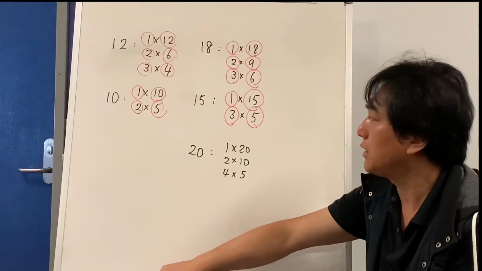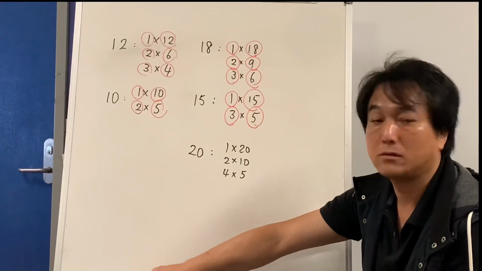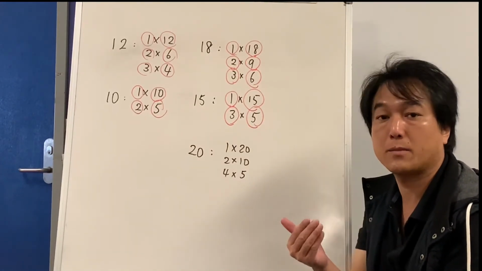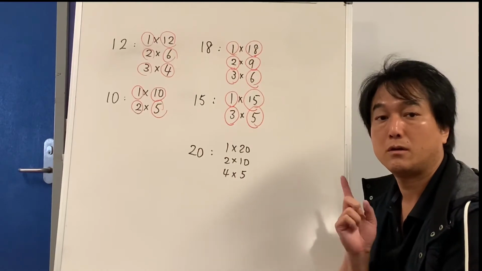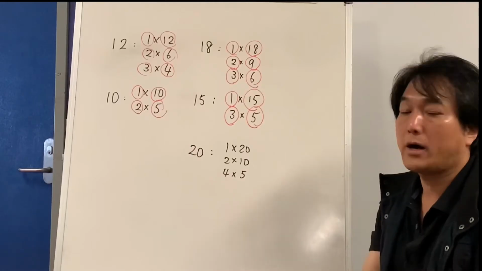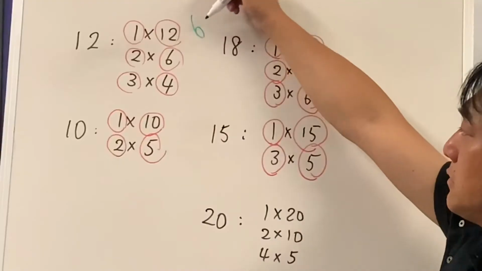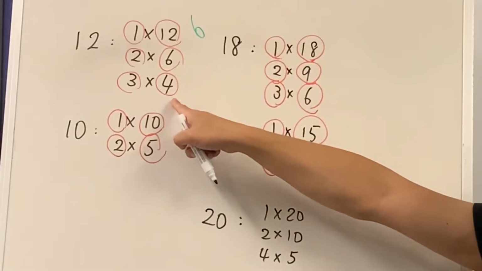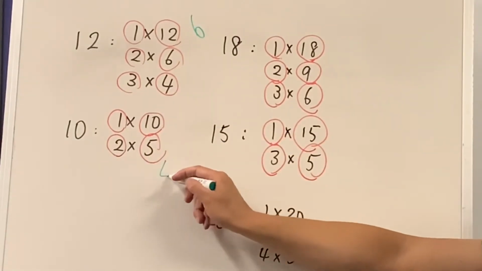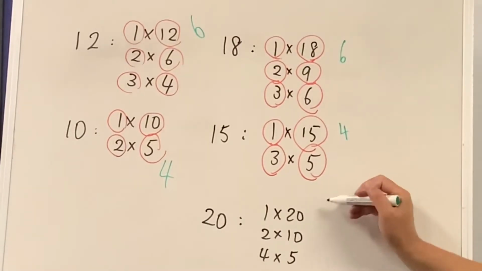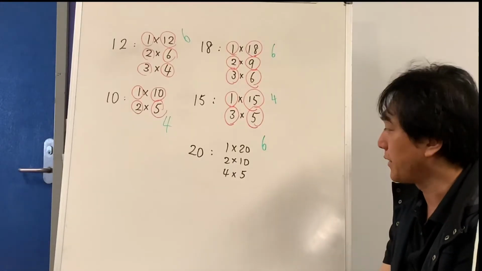Can you see a pattern? Let's pause the video. You can write, you can say, or you can just think about your opinion. So I can see 6 factors here. I can see 4 factors here. 6 factors, 4 factors, there's 6 factors for 20.